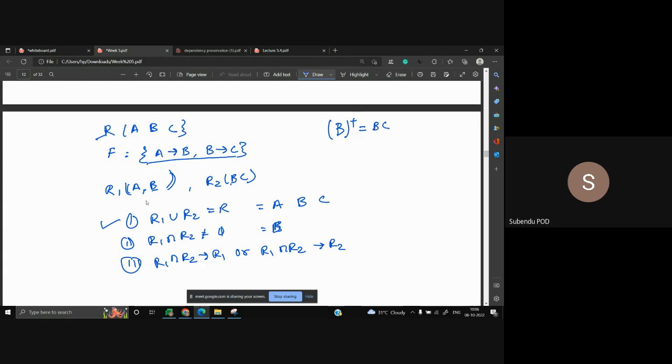B, C, right? So we get R2. In R2 we can say that B is a key in the R2 table, because with the help of B we get C. So with the help of B we get all the attributes. So B is a key in the R2 table. So this is a lossless join decomposition. Someone asked how to find the key. So you have to use the functional dependencies and the closure under the given F. Got it? Yes, sir.